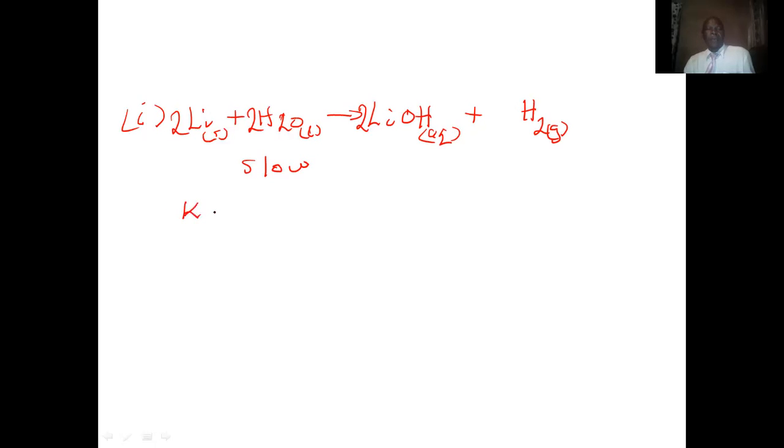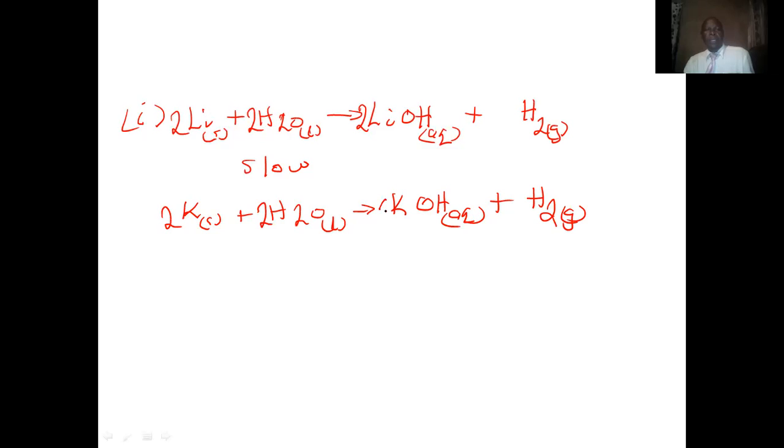Compared to the one for potassium, when it reacts with the water, which is a liquid, you form potassium hydroxide, which is aqueous, plus hydrogen gas. So balancing this equation gives us that. But this reaction would be faster.